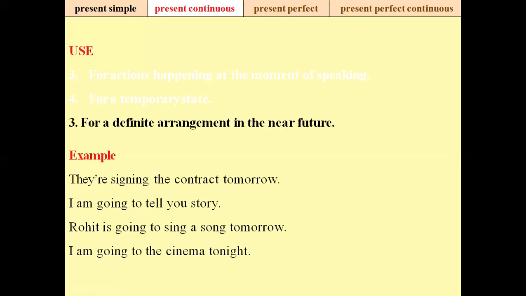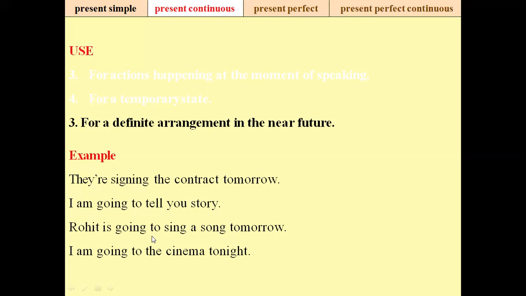Tomorrow is a near future or immediate future, so we are going to use the present continuous tense here. I am going to tell you a story, so it is again a near or immediate future. I will tell you the story in the next one minute, or next half an hour, or within the next one hour. So this is again the present continuous tense.